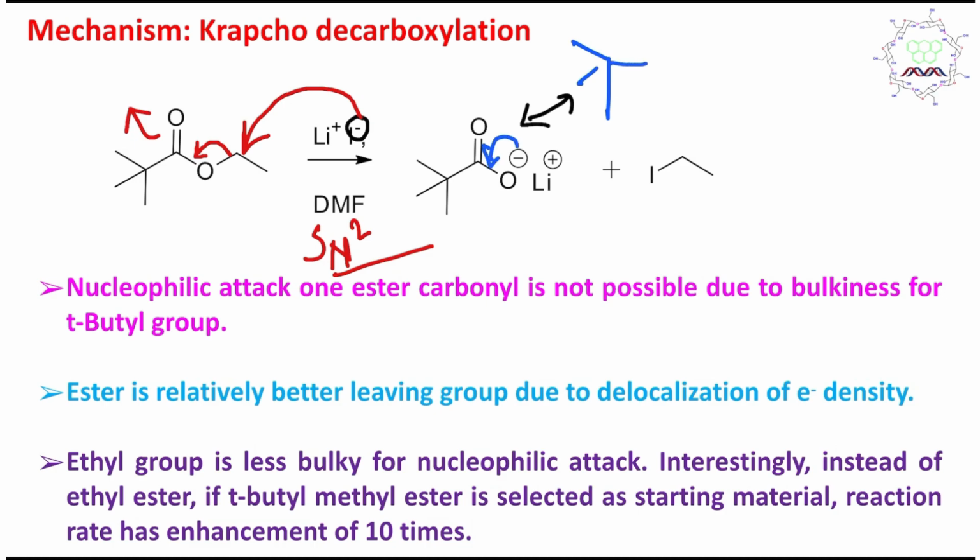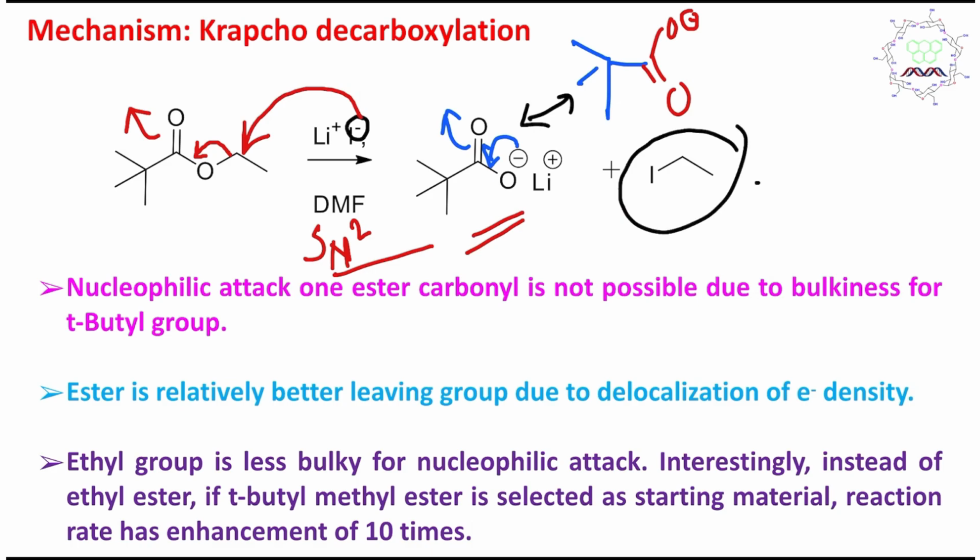Just I have shown, but still I am showing it. This negative charge will come here, it will open. So I can say this is O minus, this is a double bond. So this negative charge is delocalized, so it's stable, so it's a better leaving group. Point number 1. And the other part, this alkyl group of the ester part, is converted into an iodo derivative. Okay, so this is the reaction.